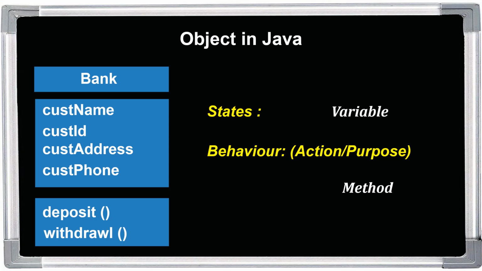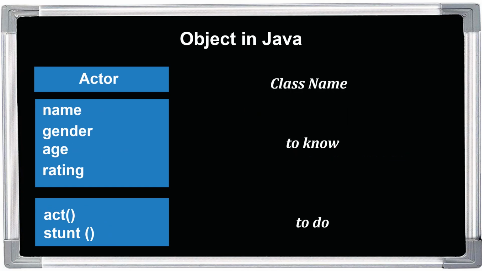Objects in Java represent states, that is variables, and behavior, such as methods. According to the class diagram, the class name is Bank and it contains variables such as custName, custID, custAddress and custPhone, and it contains methods namely deposit and withdrawal. From this class diagram, we can see the actor will be the class name and the variables such as name, gender, age, rating are supposed to be known by the object, so we can say it as to know.